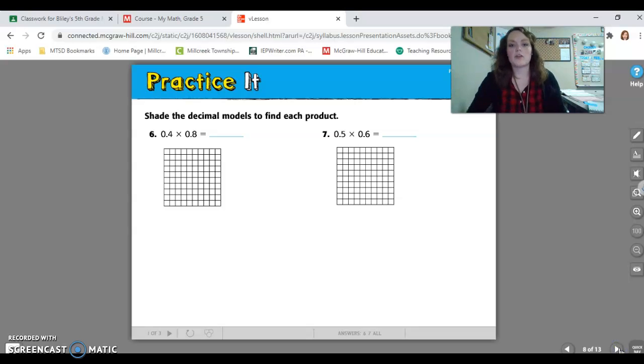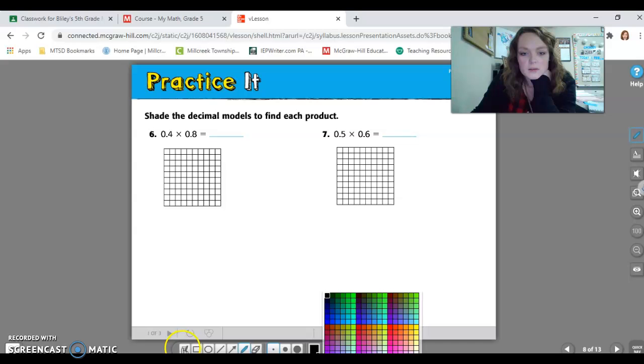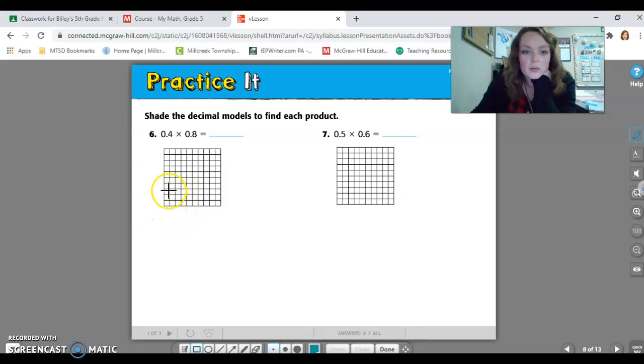Okay, Mrs. Bliley wants to do a few more problems with you, and then we will go without using the base 10 blocks. We have 4/10 times 8/10. We are going to shade. Mrs. Bliley is actually going to try to shade this time. Okay, so we're going to do 4 by 8.